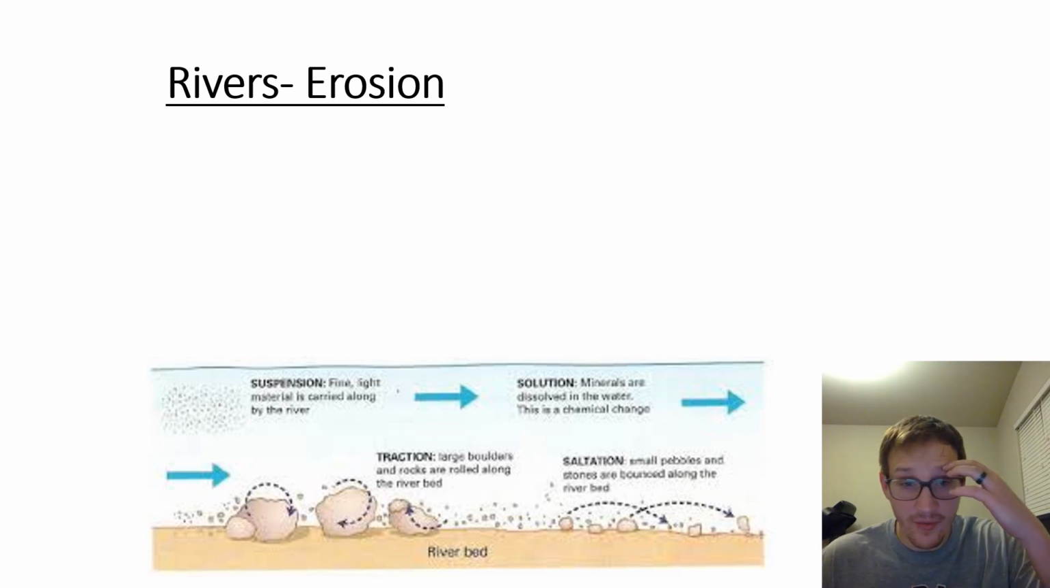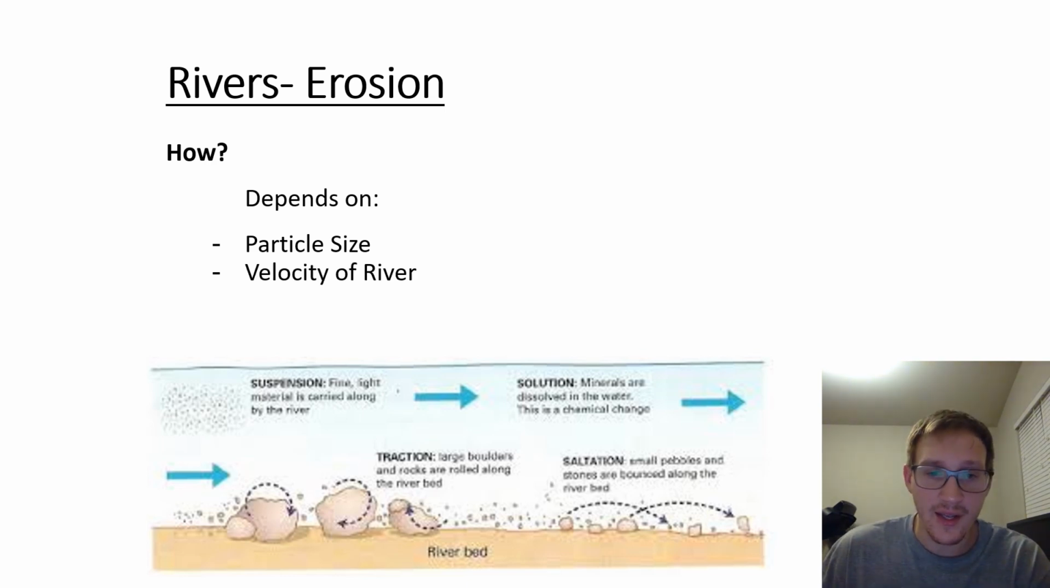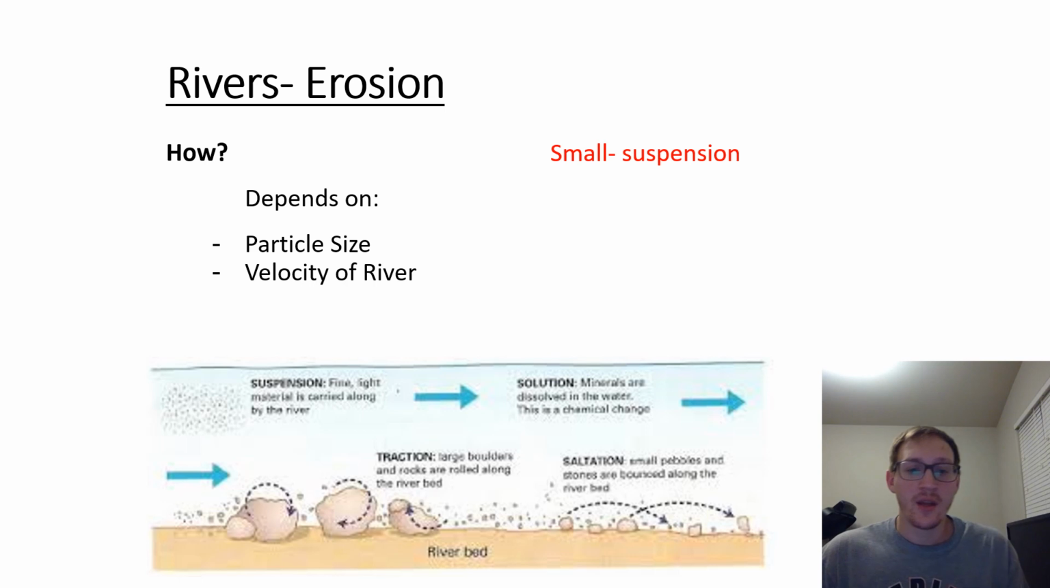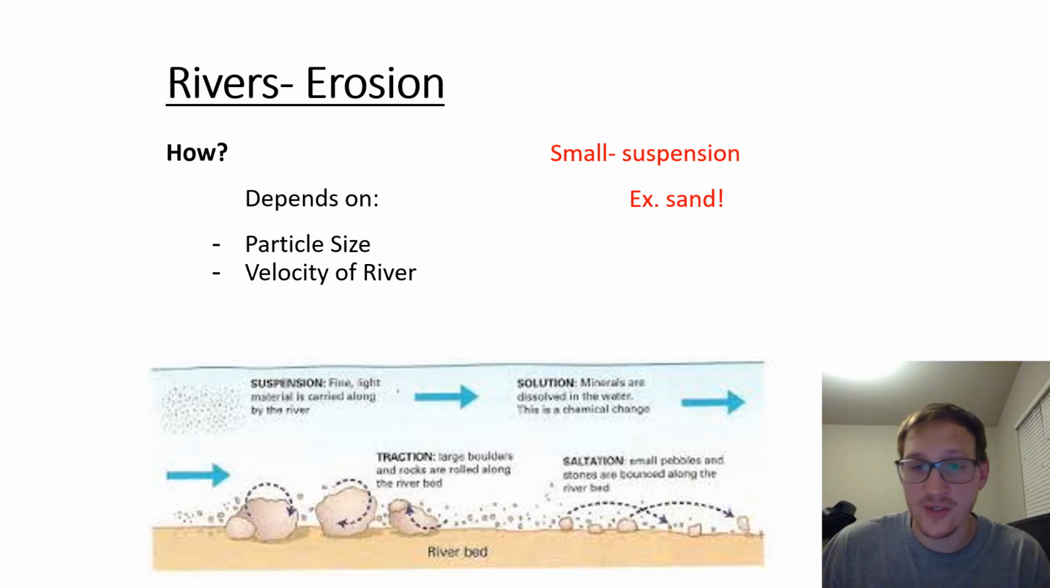Okay, so rivers and erosion. How it happens depends on the particle size and the velocity of the river. Okay, so if we have small particles, as you can see up here, small particles get suspended in the water, meaning they get lifted up in the water and they travel with the river the entire way. Okay, so that's for small particles. For example, a lot of sand particles get caught up with the river and get carried away.